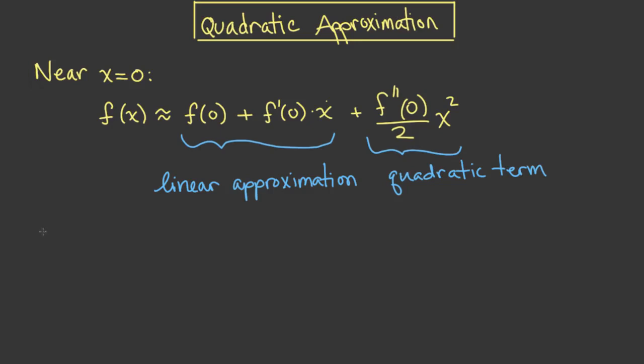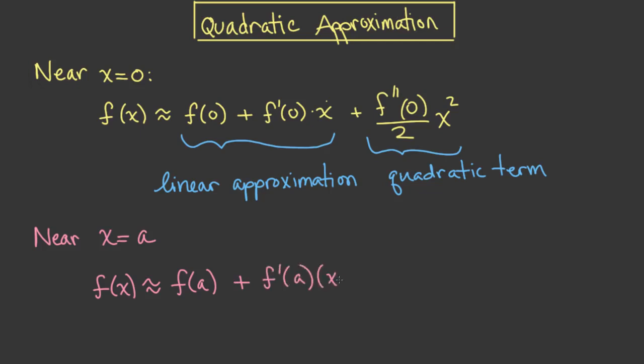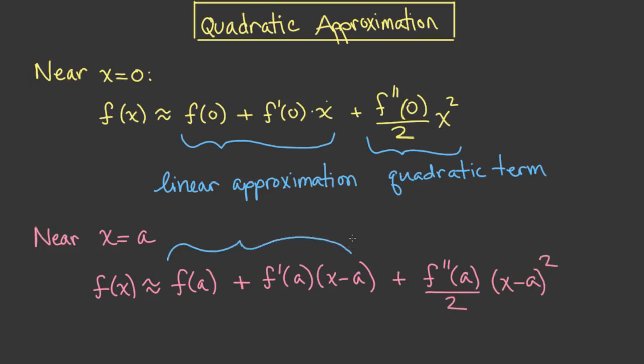We can also find a quadratic approximation near any arbitrary point x equals a. And the quadratic approximation of f is given by this formula. F of x is approximately equal to f of a plus f prime of a times the quantity x minus a plus f double prime of a divided by 2 times the quantity x minus a squared. Similarly, this is the linear approximation near x equals a, and this is the quadratic term.